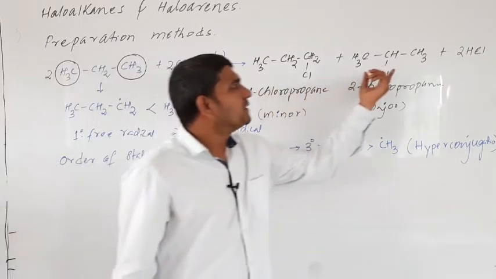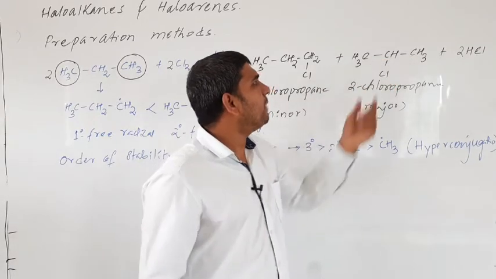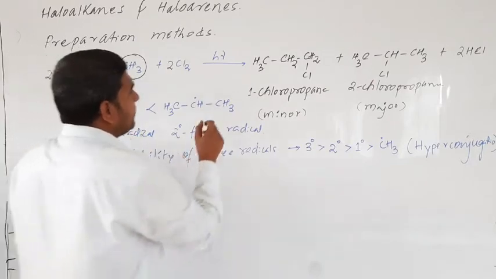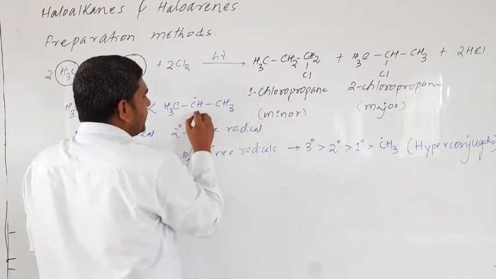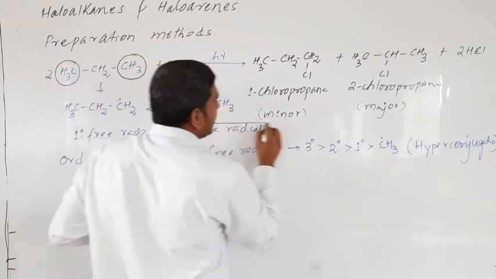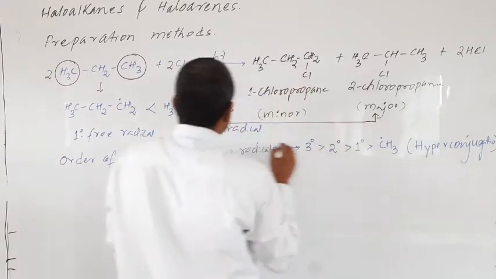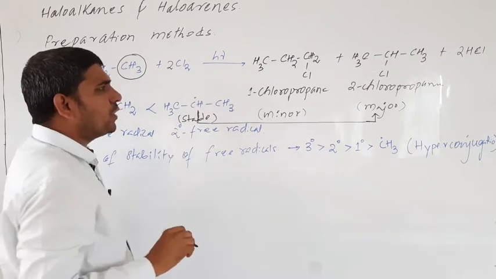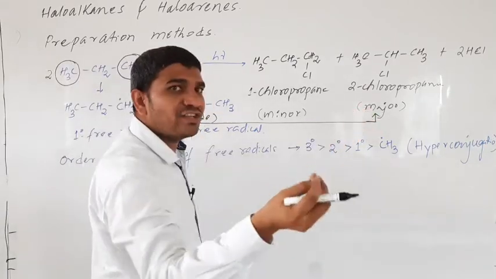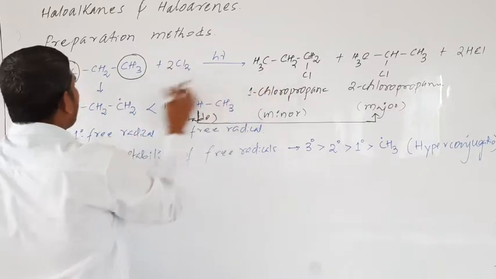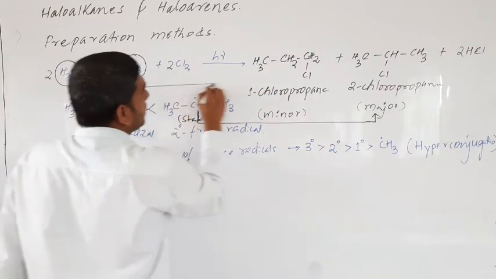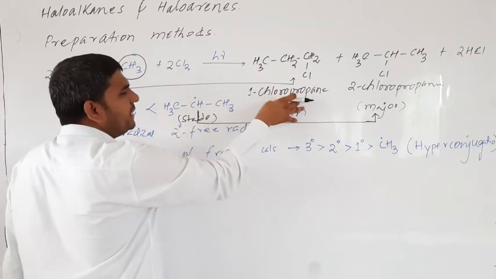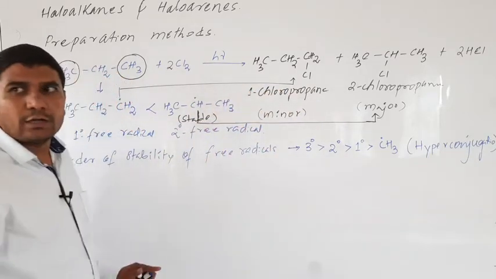That's why 2-chloropropane is obtained by this secondary free radical, which is highly stable. Stable means it is formed in more quantity, so it should be the major product. And this compound 1-chloropropane is obtained by the primary free radical. This is less stable, therefore it is formed in minor quantity. Understood?